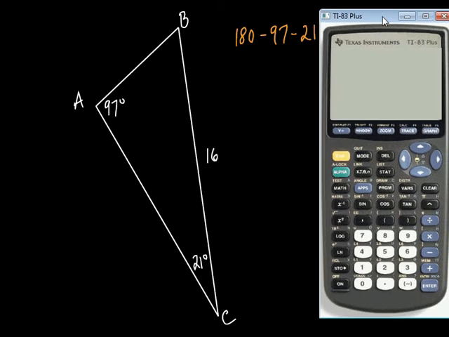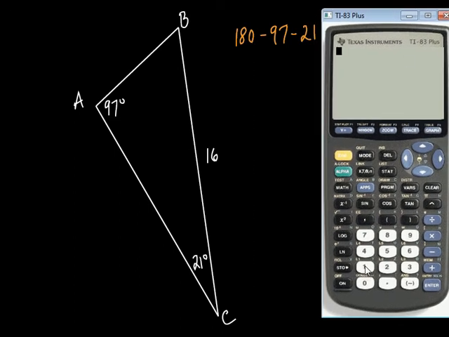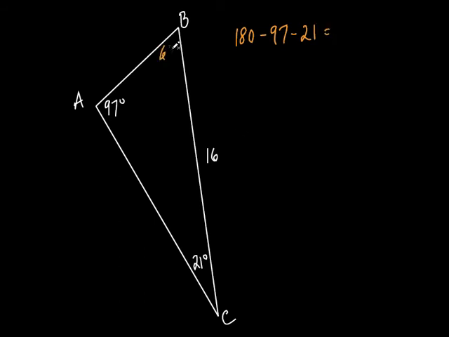And let's scooch this over about right there. Okay, so 180 minus 97 minus 21. And that gives us 62. So that means this angle B right here is 62 degrees. Well, that was easy. Didn't have to know anything about law of sines or trig or anything else, did you?